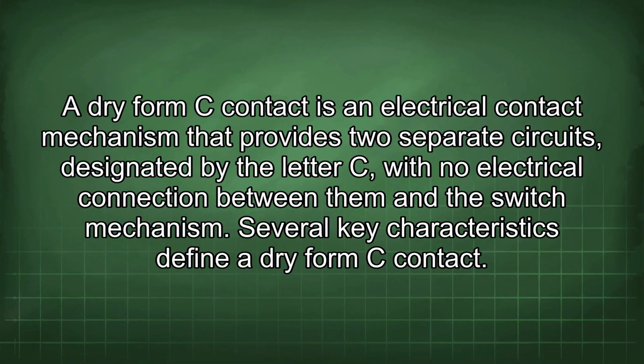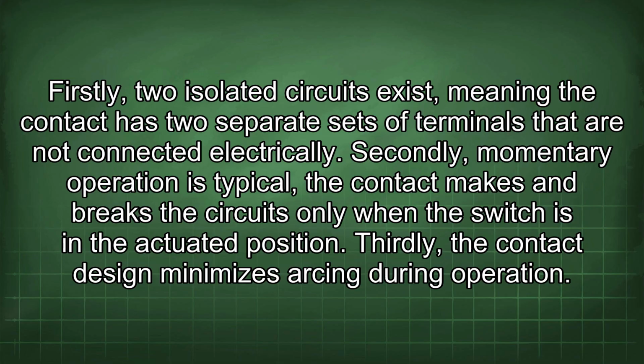A dry form C contact is an electrical contact mechanism that provides two separate circuits, designated by the letter C, with no electrical connection between them and the switch mechanism. Several key characteristics define a dry form C contact. Firstly, two isolated circuits exist, meaning the contact has two separate sets of terminals that are not connected electrically.